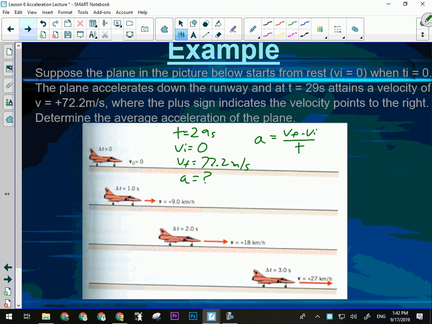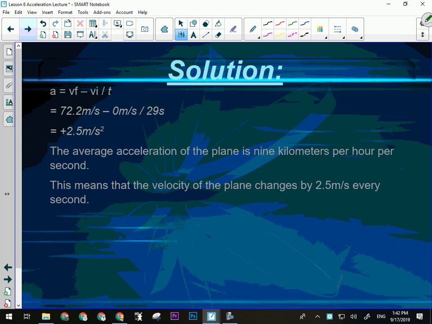Okay? All right, so if I'm calculating the acceleration here, then I'm just plugging in the numbers. 72.2 minus 0 divided by 29, and that would give me the acceleration of the plane, 2.5 meters per second squared. Now, don't get confused here. The squared doesn't mean the number squared. Sometimes people do that. It means the units are squared. And the units are squared for this reason.